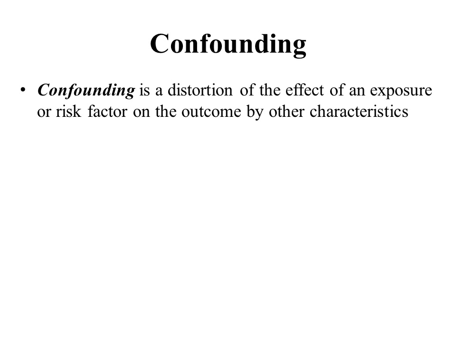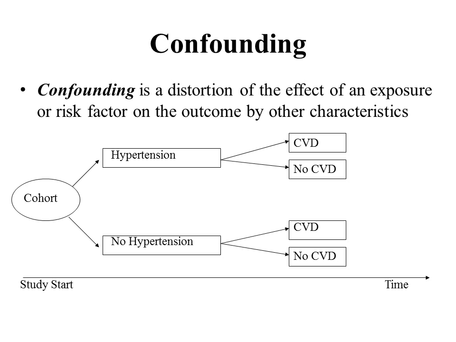Confounding is an important issue, and one that we'll talk more about later on in the semester. Confounding is defined as a distortion of the effect of an exposure or risk factor on the outcome by other characteristics. So in a study, we're often looking for a relationship between a risk factor and an outcome. And oftentimes there's more than one risk factor involved, and so that can create some confusion or some complex issues that we have to deal with.